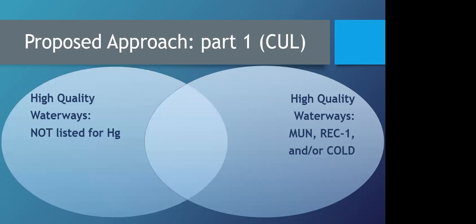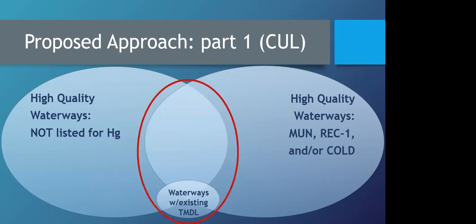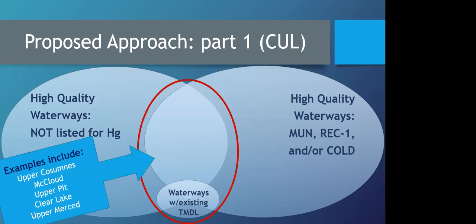And then of course, those that are not on the 303(d) list for mercury, and that do have an existing TMDL. The coal designation and the Tsub designation will not overturn existing TMDLs. So that Venn diagram, that center there, will be what we're focused on for this initial designation process. And there are some examples here.